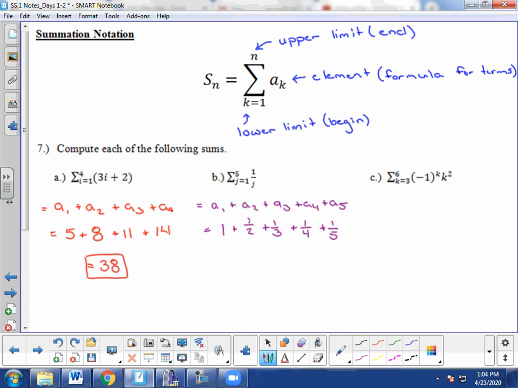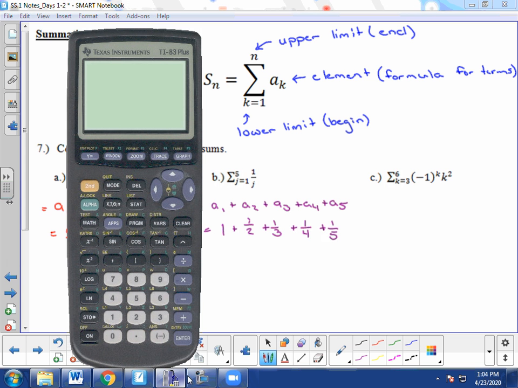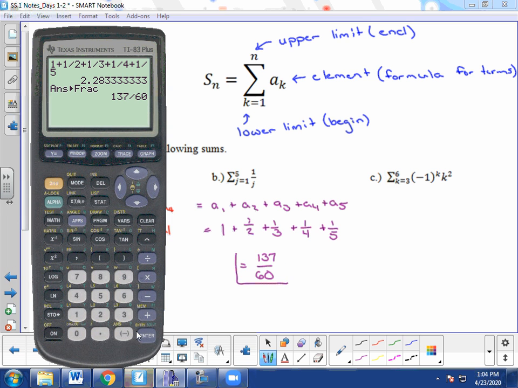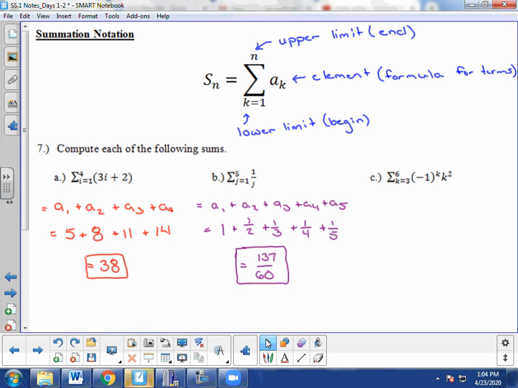So then I can evaluate this. If you want to do this by hand, that's fine, but it's probably a little bit easier to use the graphing calculator. So I'm going to have 1 plus 1 half plus 1 third plus 1 fourth plus 1 fifth. That's going to give me a decimal, so if you wanted to write this out as 2.283 repeating, you can. But I'm going to convert that to a fraction. So the exact answer here would be 137 over 60. So the series for the given sequence from the first to the fifth term would be 137 over 60. Let's take a look at C.